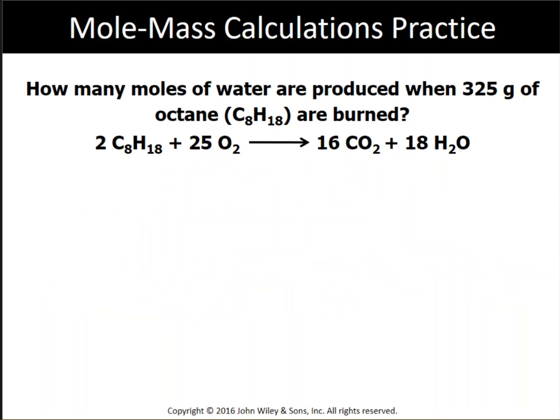So let's look at this question now. You're looking at a combustion reaction of octane. You want to know how many moles of water are produced when 325 grams of octane are burned. So what's given to us is the mass of octane.